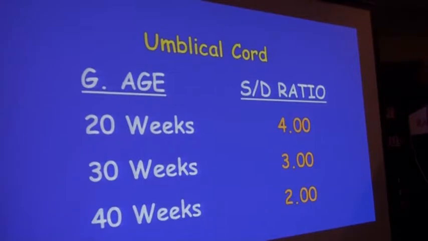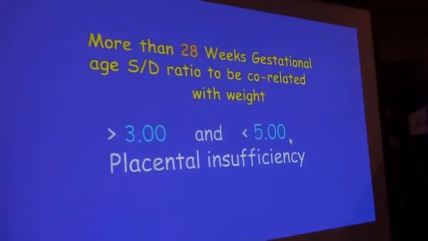Umbilical cord Doppler 4, 3, 2. I crisscross this image. Watch my hand. And 2, it should be 2. 4, it should be 4. 3, it should remain 3.